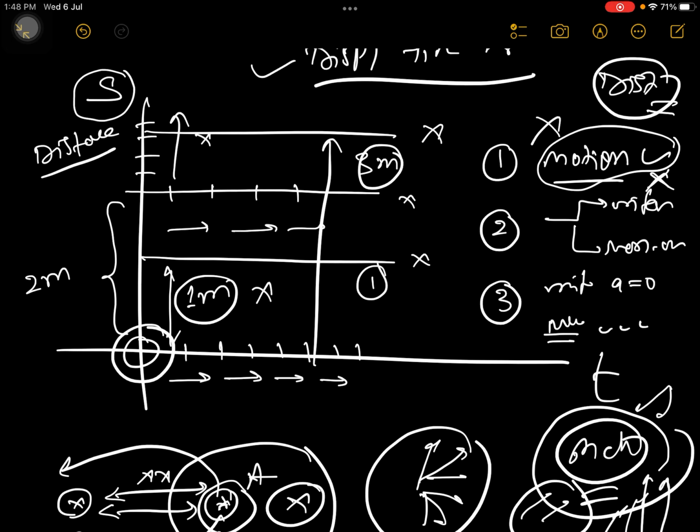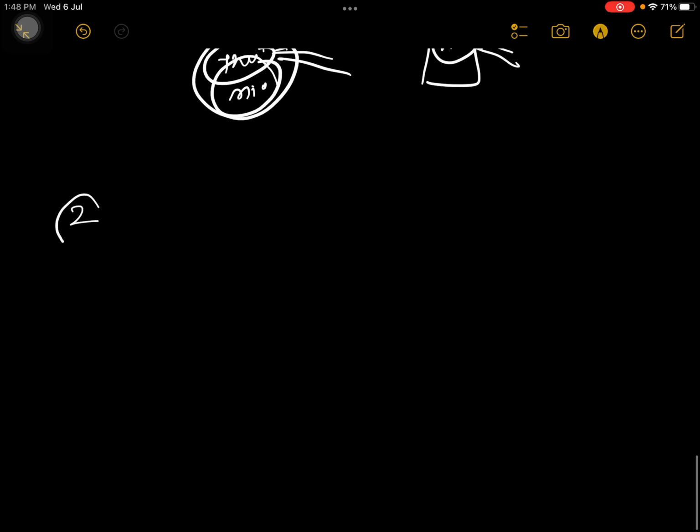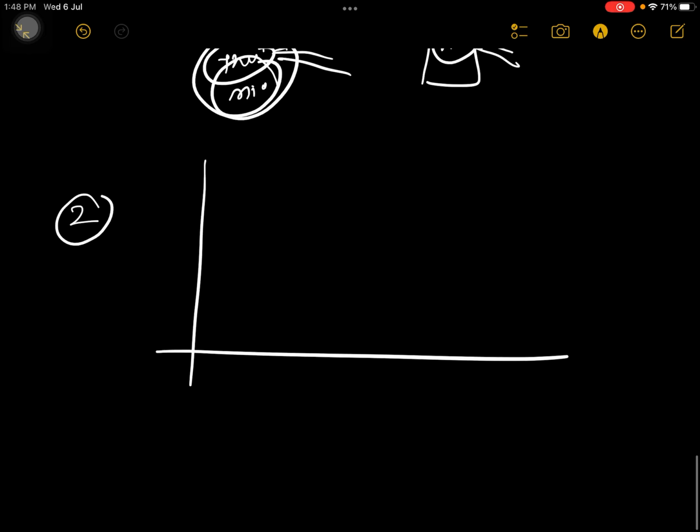Okay, then in what case can motion be there? So second graph, again I am taking S-T, means distance time graph. Suppose I am drawing this line, and see one more thing, pause the video and write down everything in detail, and trust me, I am going to complete entire physics.